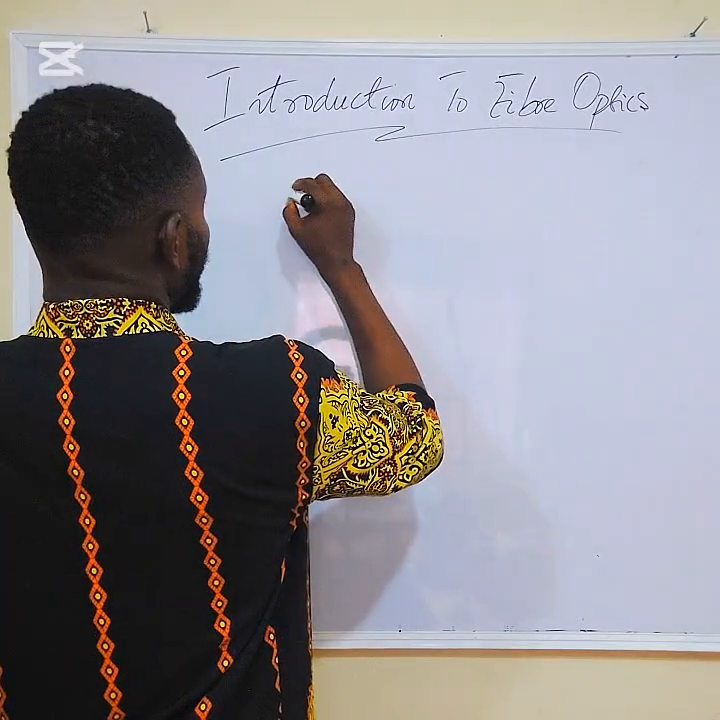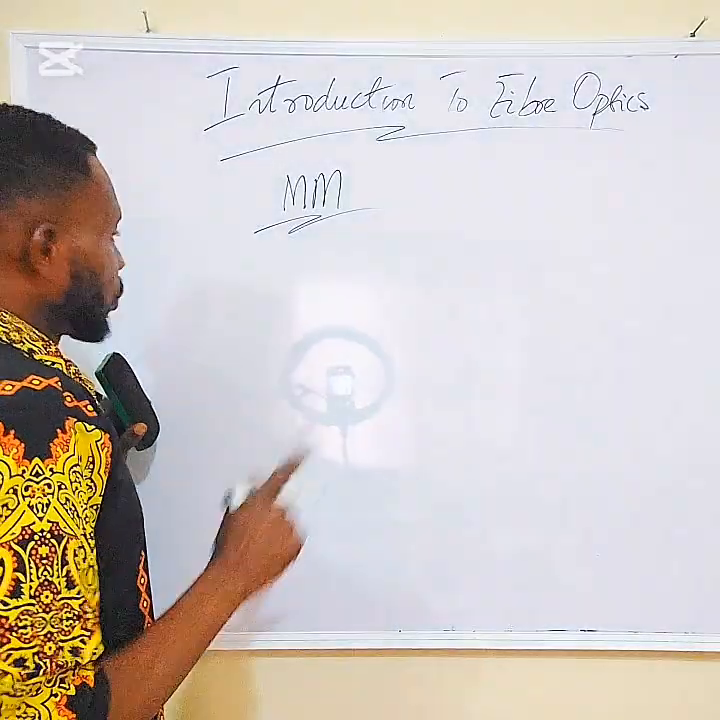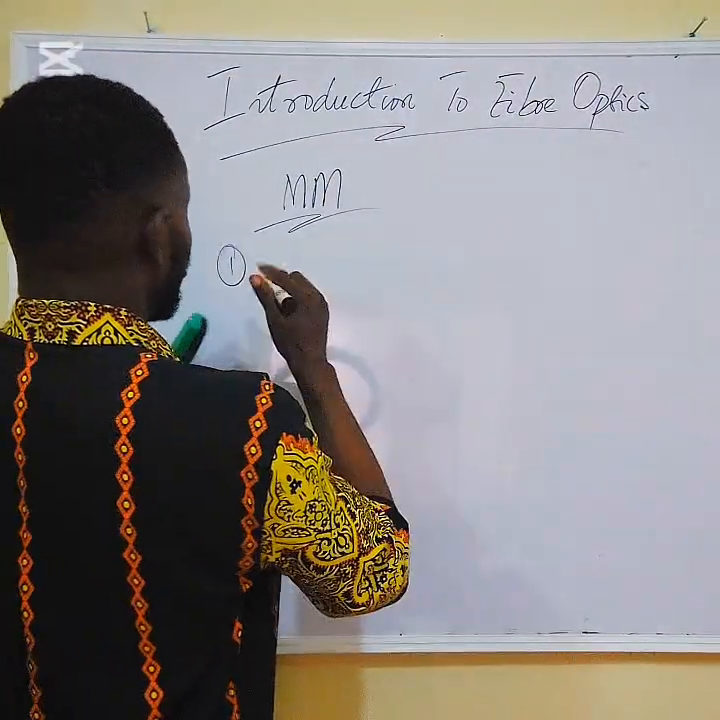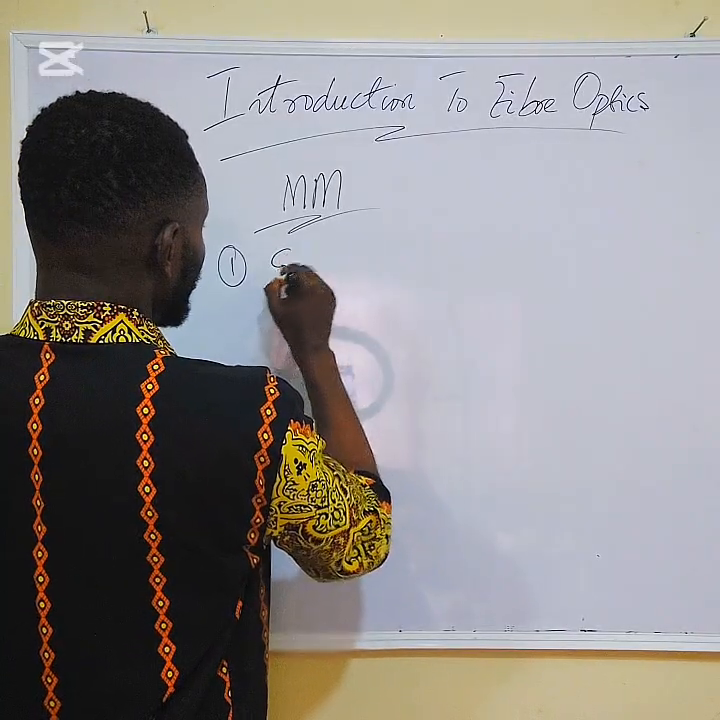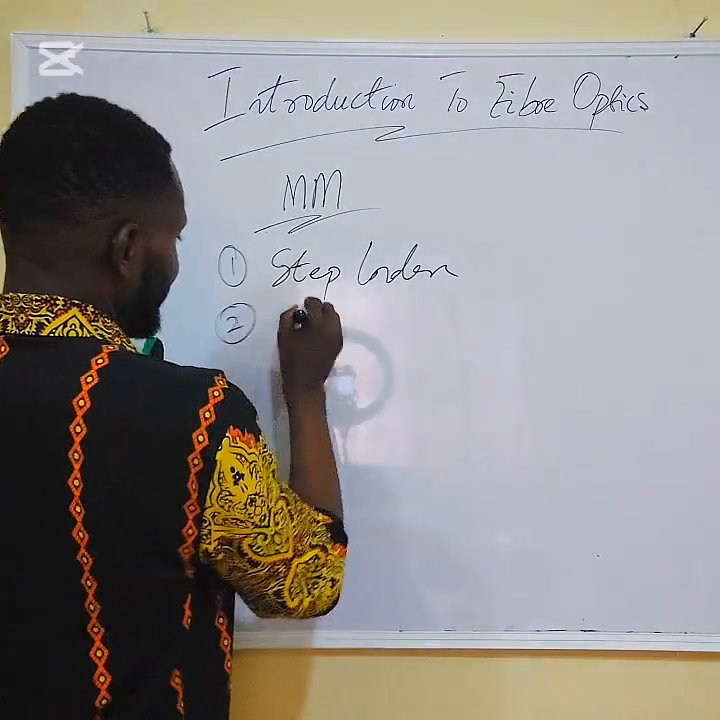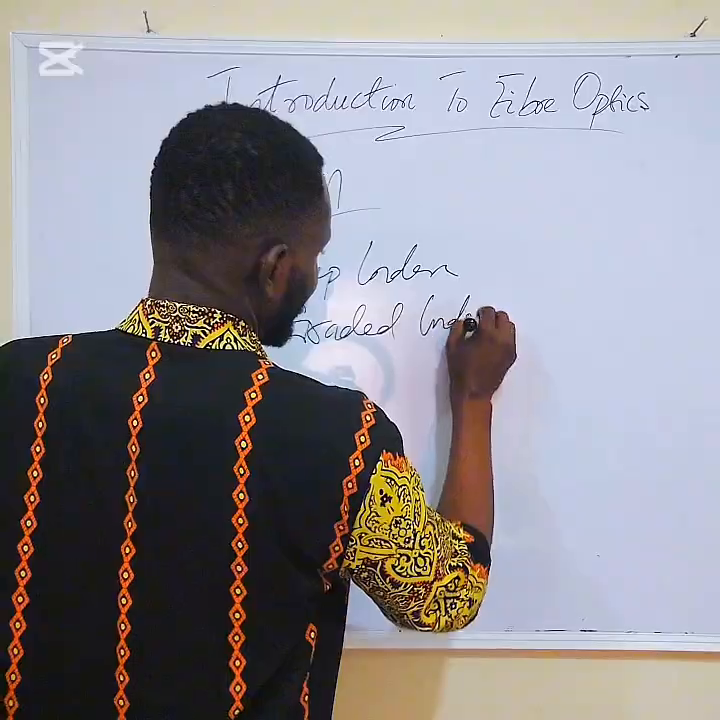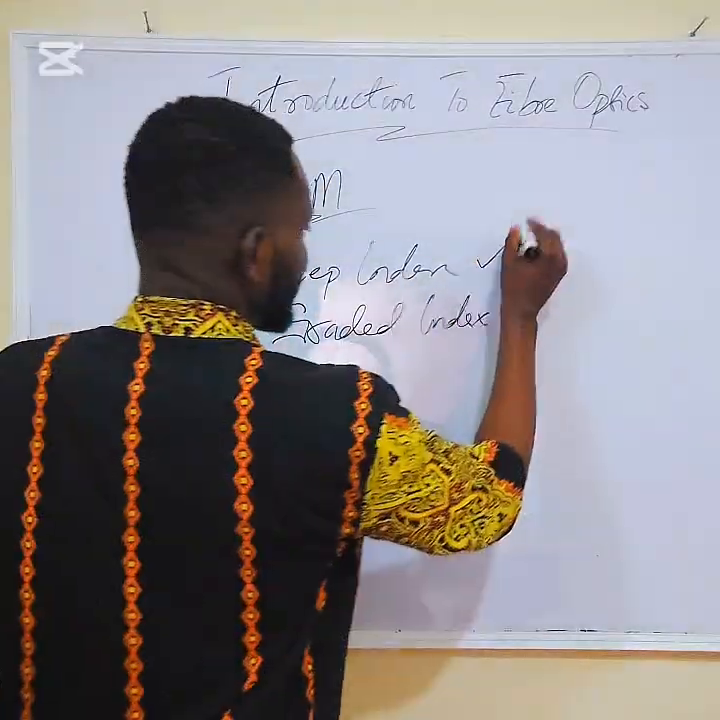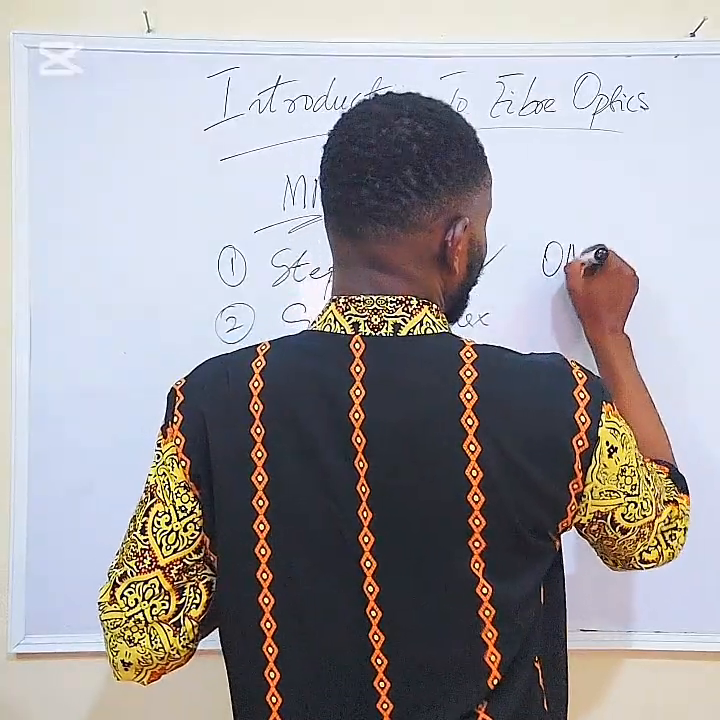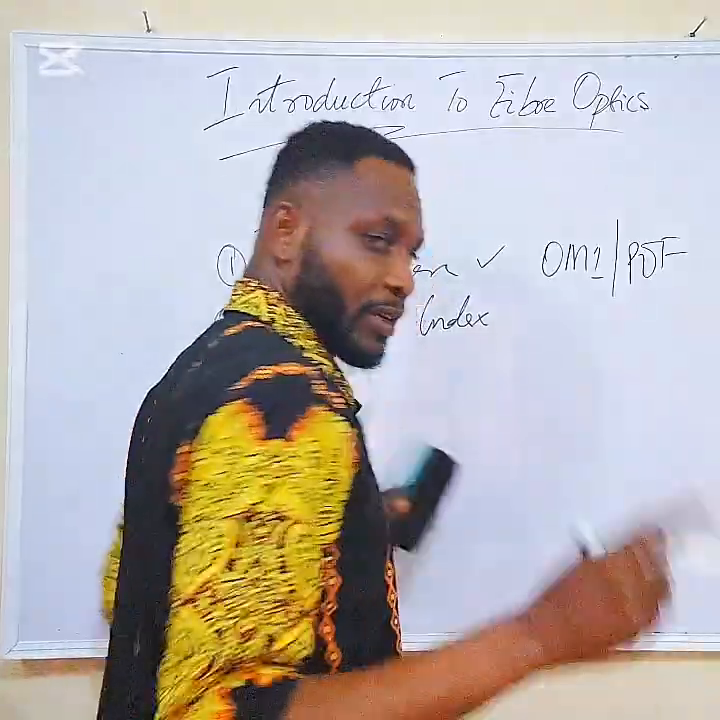Multimode. So we have first a type of multimode we call the step index. We have the graded index. Let me talk about this first. Actually, that is where OM1 and POF fall into.